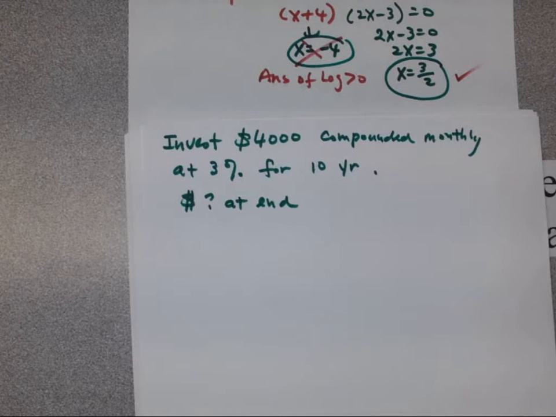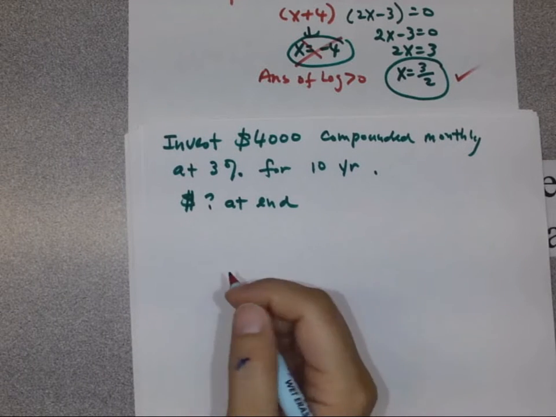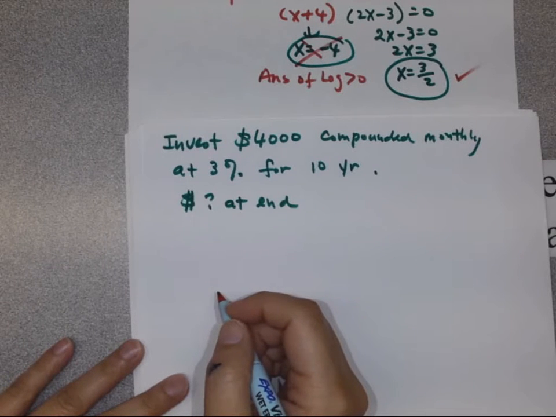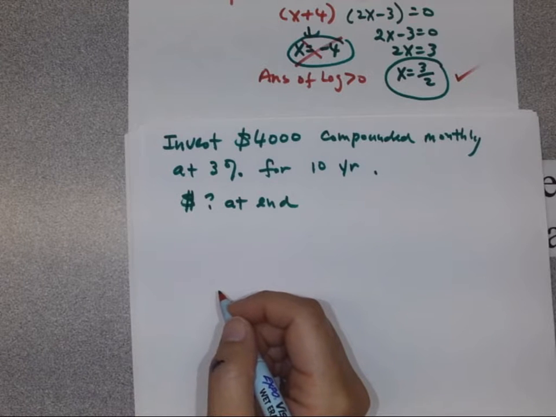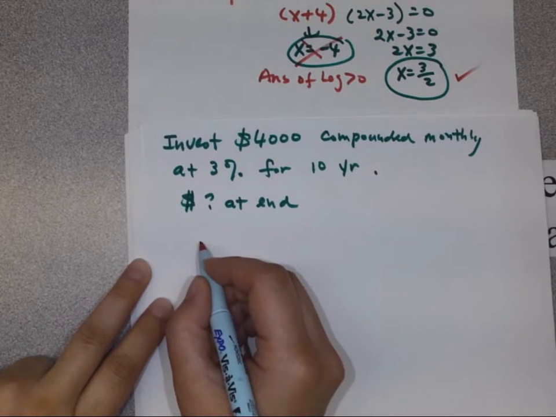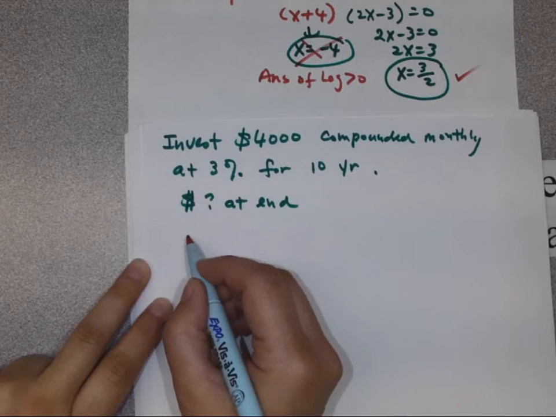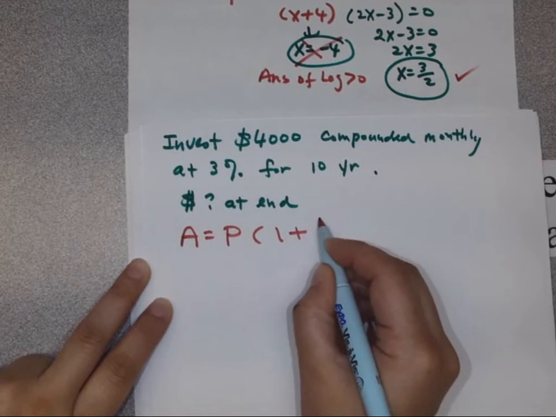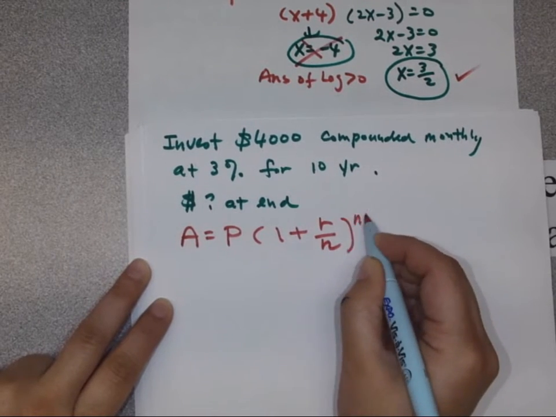First of all, we have to figure out what formula we should use. If it's compounded monthly, which formula would that be? Remember there are two interest rate formulas we have for this class, right? Which one would that be? 1 plus r over n. When you need to find those formulas, where can you find them? The matching formula sheets. A equals P times 1 plus r over n, to the nt, right?